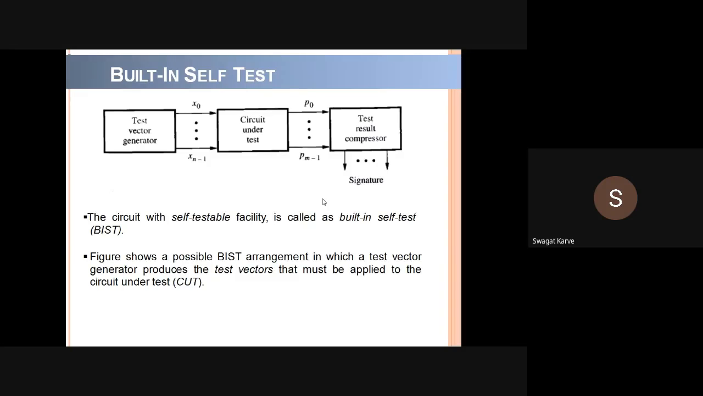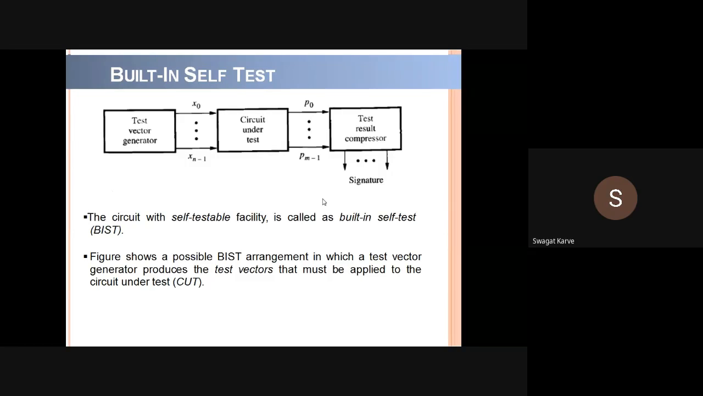That is built-in self-test. So in this figure you can see the typical block diagram of built-in self-test. At the start you have the test vector generator, you have the CUT, that is circuit under test, or you can say design for test or design for testability, that is one and the same thing. And finally you have a test result compressor and signature.